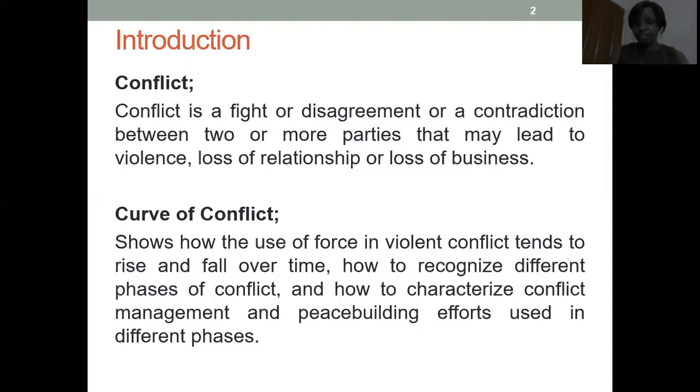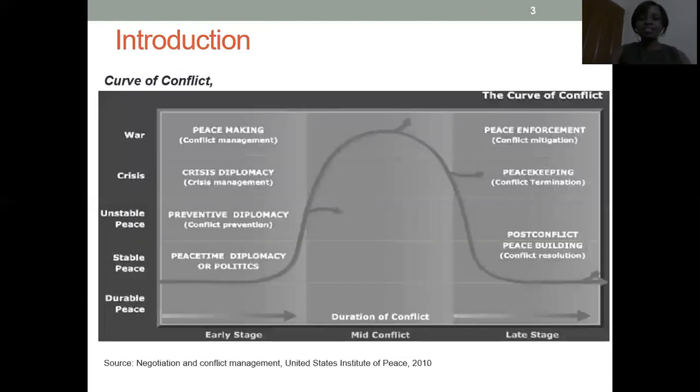Another term that you're going to look at is the curve of conflict. The curve of conflict shows how the use of force in violent conflicts tends to rise and fall over time. It also shows how you can recognize different phases of conflicts. It can also show you how to characterize your conflict management. It also shows the peace building efforts that you're undertaking throughout the course of the conflict.